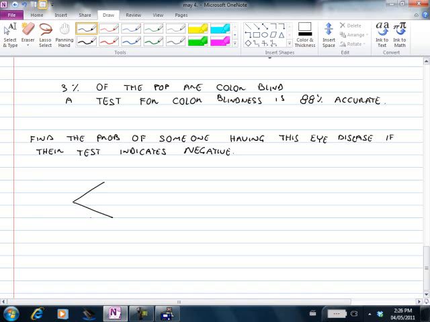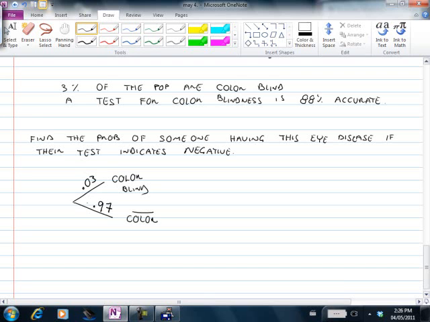So I'm just going to label the first branch, and make sure you see if you get it correct. I'm going to use the terms colorblind and not colorblind. The first branch must always be about the disease. Now, 3% of the population are colorblind. Jimmy, what number goes here? 0.03. Very nice. Ahmed, what number goes on the bottom, sir? 0.97 is correct.